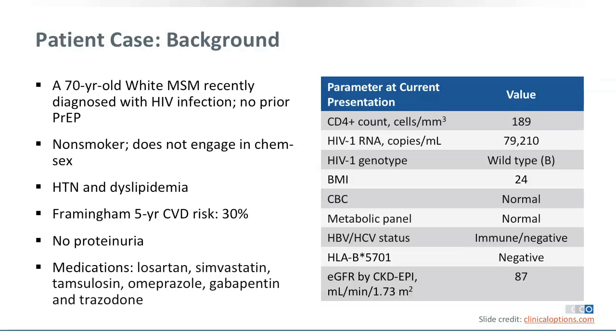Regarding the hepatitis virus status, he is immune against hepatitis B and Hep C is negative, and the HLA-B5701 is negative as well. He takes some medications. He's taking losartan for hypertension, simvastatin for dyslipidemia, tamsulosin for a benign prostatic enlargement, omeprazole for no given reason, gabapentin for unspecific back pain, and trazodone intermittently for insomnia.